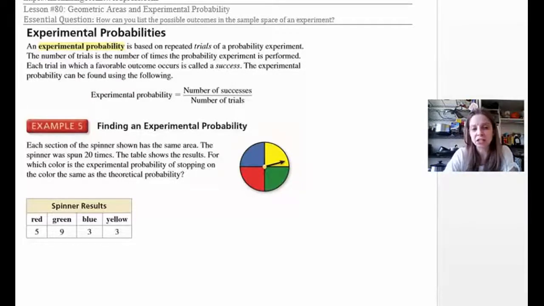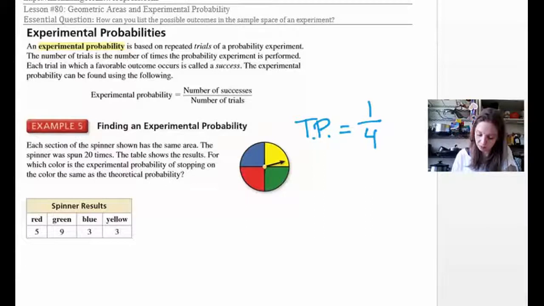Example 5. Each section of the spinner shown has the same area. The spinner was spun 20 times. The table shows the results. For which color is the experimental probability of stopping on the color the same as the theoretical probability? The theoretical probability for landing on any one color is 1/4. And we will compare that to the experimental probabilities based on the table.